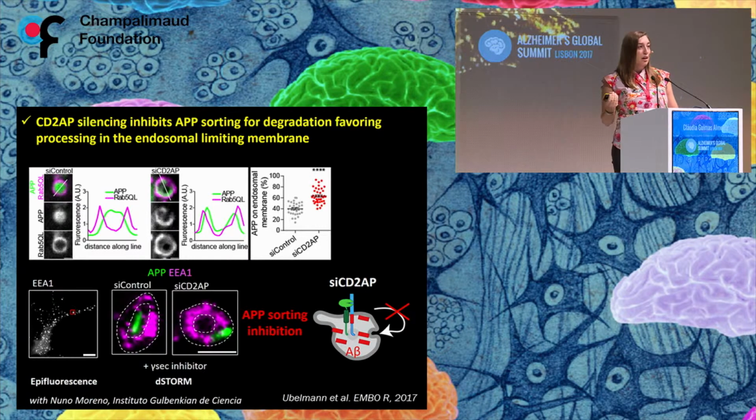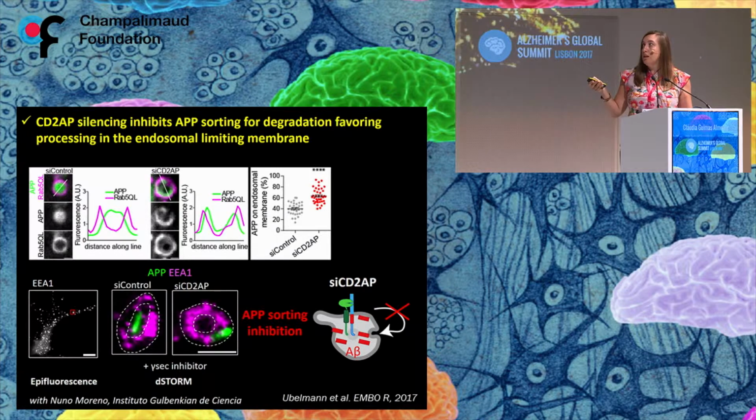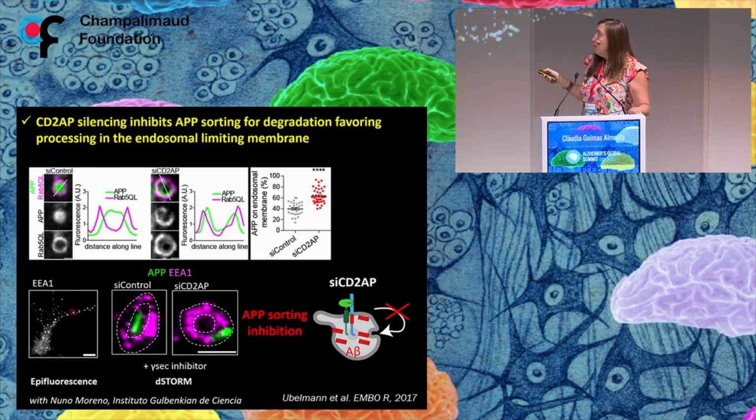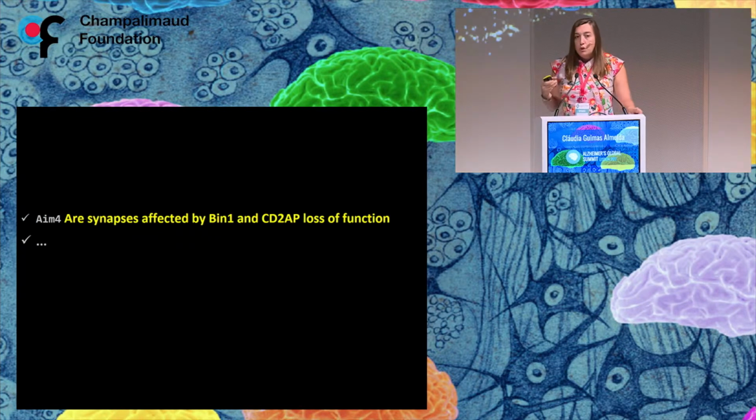When it's not there, or maybe when it's mutated in the patients, then APP stays on the limiting membrane, and this enhances its encounter with BACE. And maybe also with gamma secretase, which we didn't look at, but it's also reported to be located in these same endosomes. So now what we are investigating is whether this increase in the accumulation of beta-amyloid is sufficient to alter synapses, which are really the main target in Alzheimer's disease.